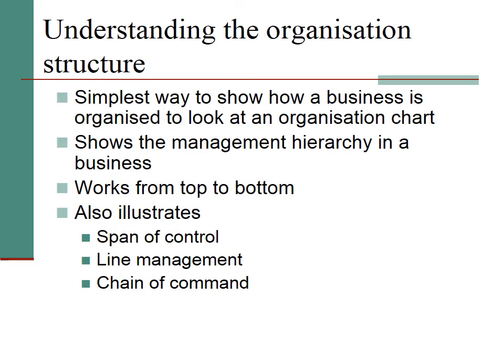So when we look at the organisational structure, you'll see it as a picture, and we look at the organisational chart. So it shows the management hierarchy in the business. So it'll look at how the people interact. We generally start from the top and work through to the bottom, and it will always have a variety of different shapes depending on how the organisation manages itself. And we'll learn about 3 different things as we look at these diagrams: the span of control, the line management, and the chain of command.